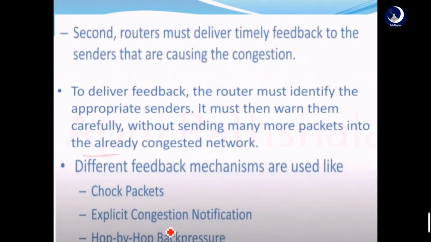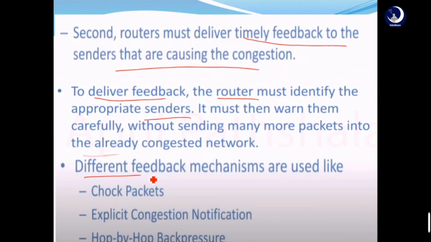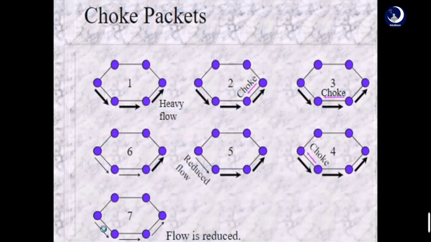The second problem is that the router must deliver timely feedback to the senders which are causing the congestion. To deliver the feedback, the router must identify the sender. Only then can the router send the feedback immediately to the sender. For this, the different mechanisms are choke packets, explicit congestion notification, and hop-by-hop backpressure. Now let's discuss the choke packet. Here, consider this network A, B, C, D, E, and F.